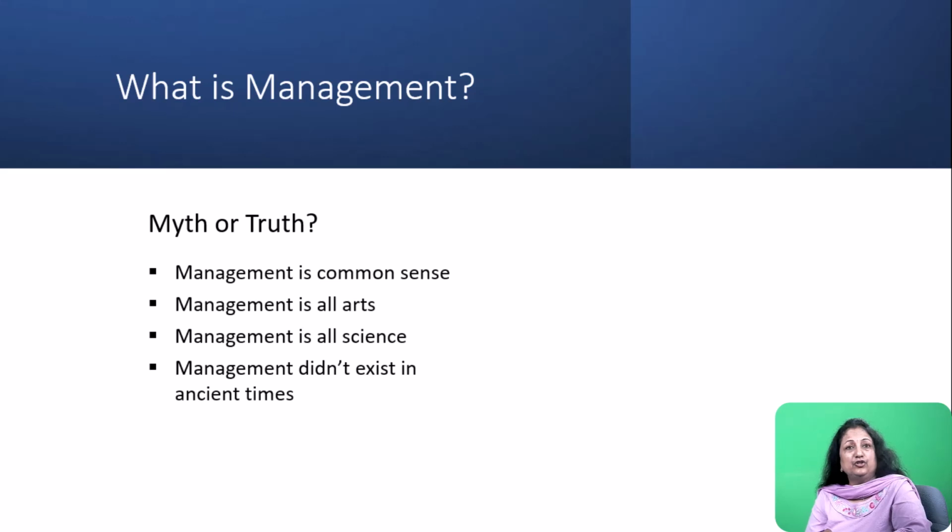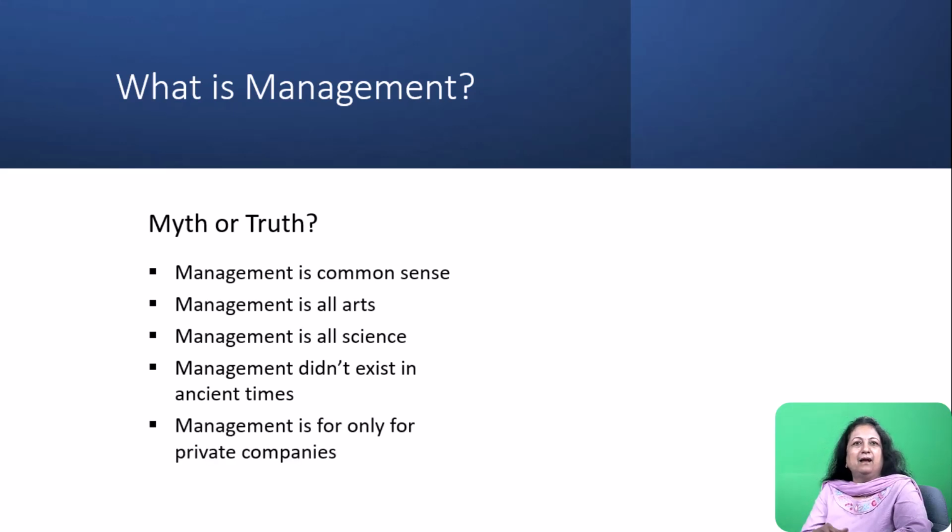Management didn't exist in ancient times? It did exist. If you remember how the Taj was built, how long it took, and how they organized the building of such a beautiful monument over the years, definitely there was management. Is it only for private companies? No, management is universal. It applies to small and big companies, public companies, private, and public-private partnership companies, and so on. So we generally say that the application of management skills, knowledge, and competencies is universal.